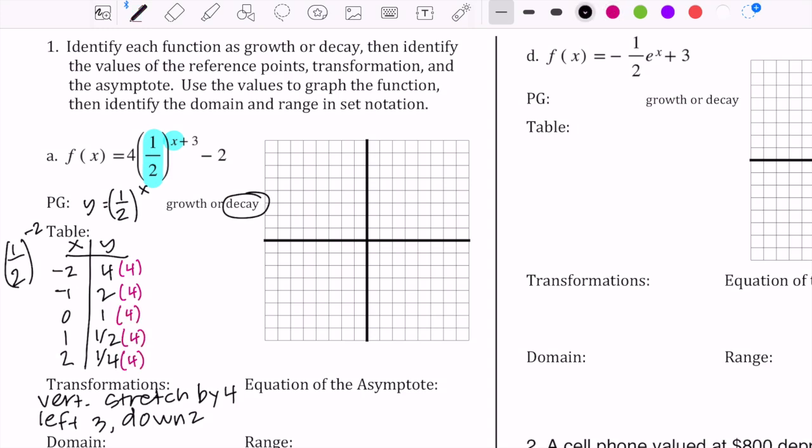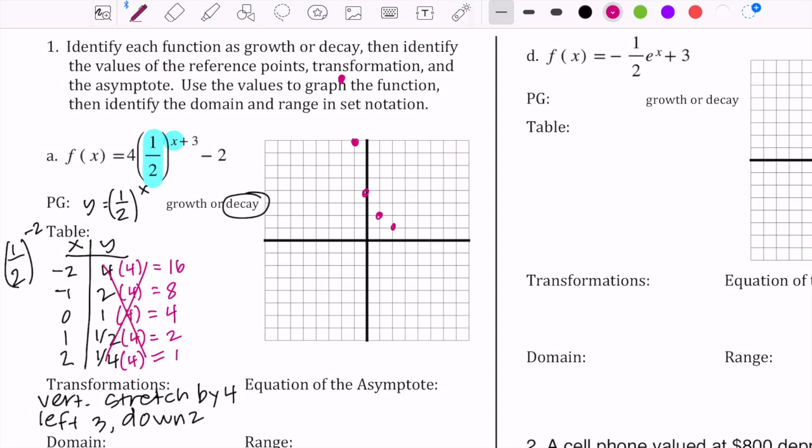So that gives us our new y coordinates. When we do that math, we get those values. So then we're going to plot those values. So -2, 16 is like way up here. And then we have -1, 8, 0, 4, 1, 2, and 2, 1.